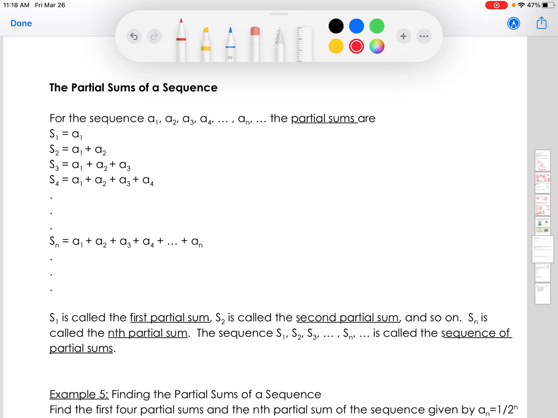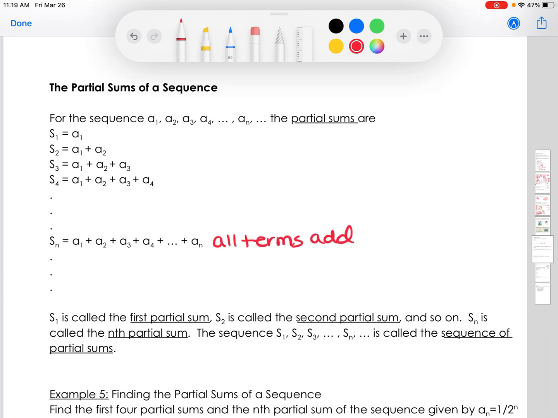So for the sequence a1, a2, a3, a4, and so on, the partial sums are really just adding the previous terms together. So the first sum is just the first term. The second sum is the first and the second added together. The third is the first, the second, and the third. The fourth is the first, the second, the third, and the fourth, and so on. So by the time we get to S sub n, we've added all of the terms together.